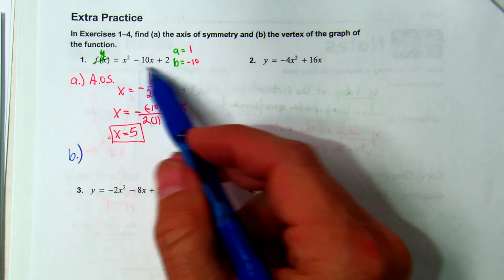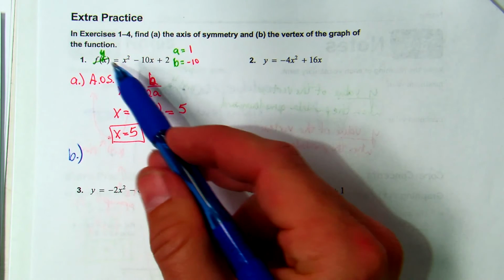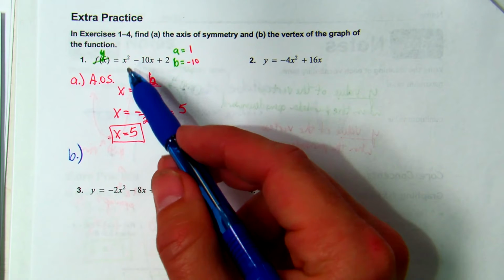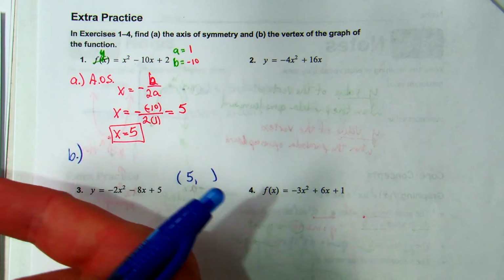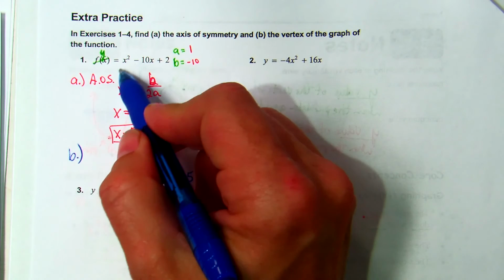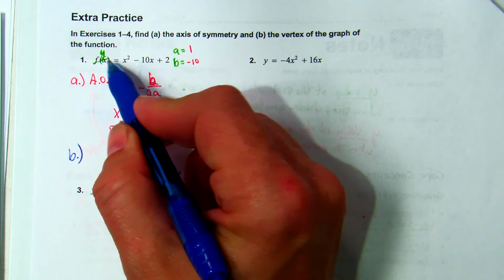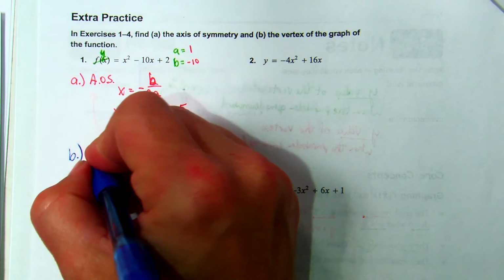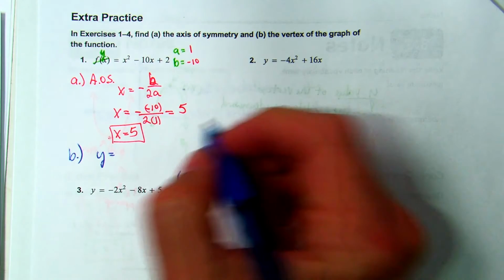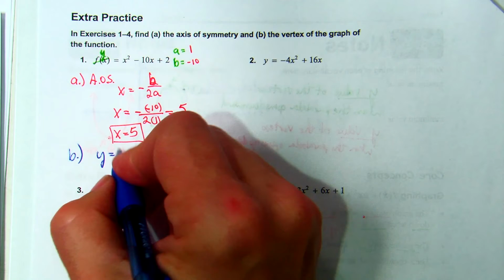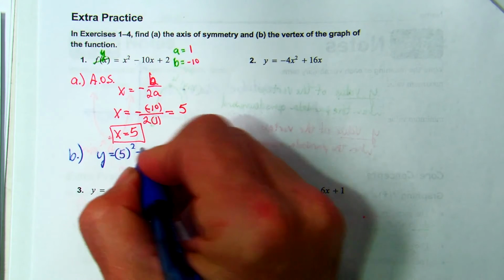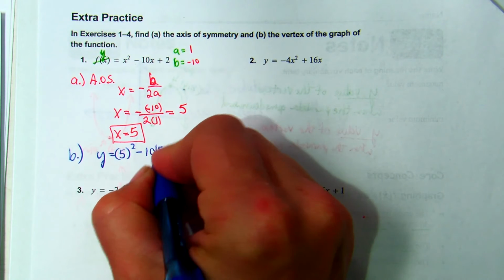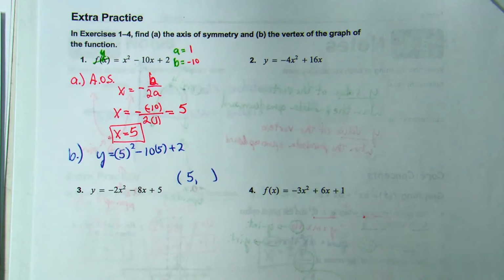Remember that this is still like the little number crunching machine. We've talked about equations being like machines. You put a number into the machine, it spits out a number. Well, the number you put in is an x value, and the number it spits out is the y value. So y is going to equal x squared minus 10x plus 2. We're going to put a 5 in for x, so we'll have 5 squared minus 10 times 5 plus 2.